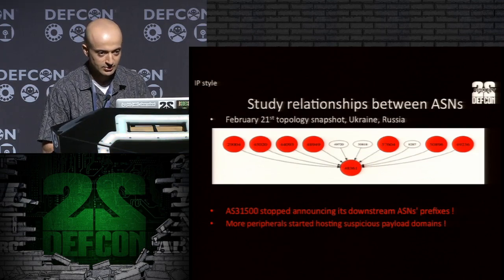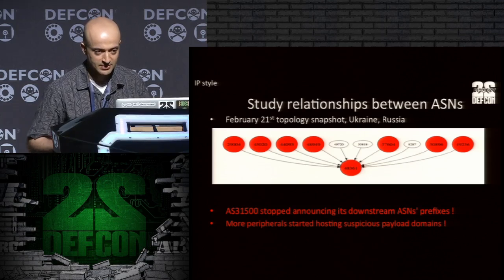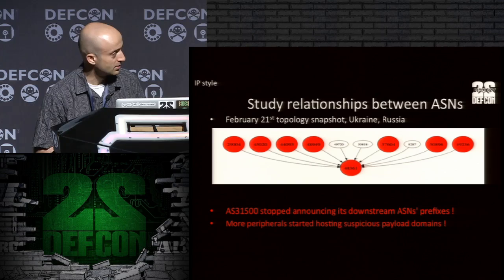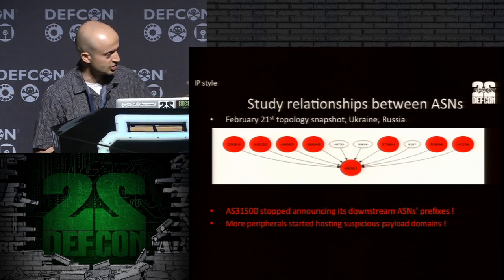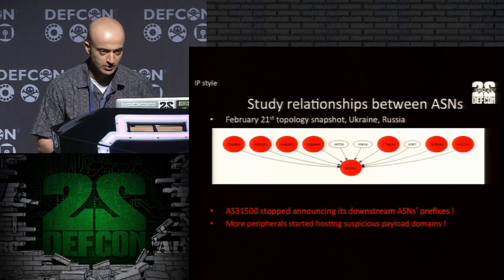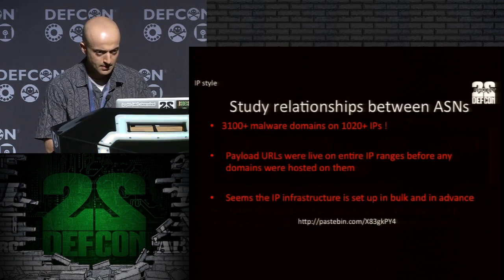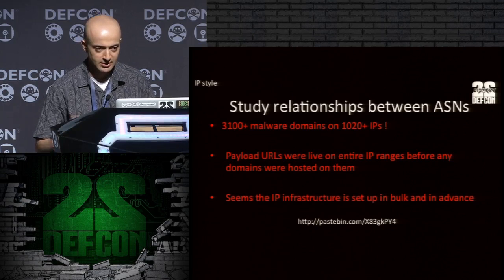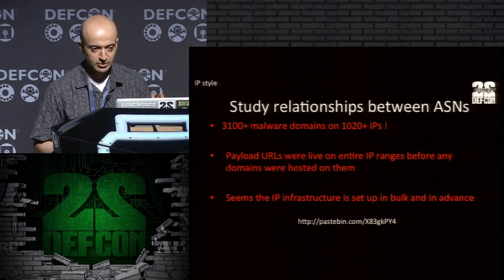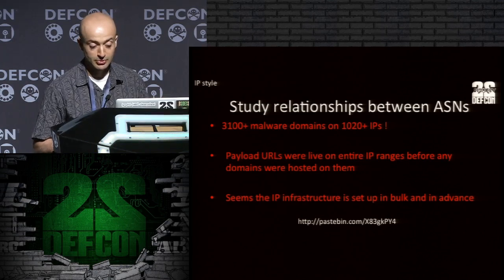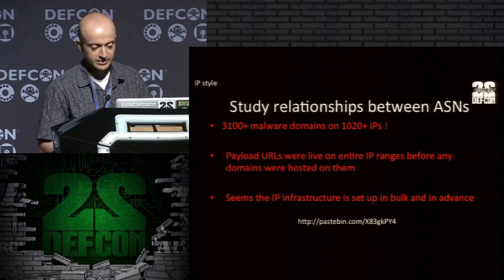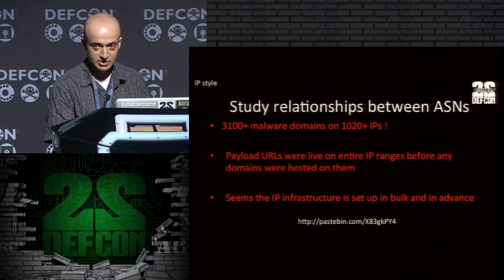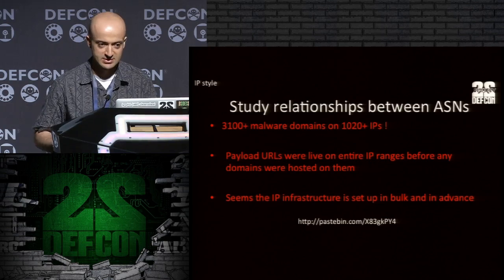A month and a half later, one of the parents detached itself, it stopped advertising the kids' BGP prefixes, and more of the children are now hosting the malicious payload. Now the thing is, we looked at the entire pool of IPs and we saw a lot of domains hosted on them. And we also saw that the payload URLs were live on the IPs before any domain starts resolving to them. So the point here is that this is an operation established in bulk in advance to deliver this Trojan payload. And we saw this across different kinds of IP spaces.